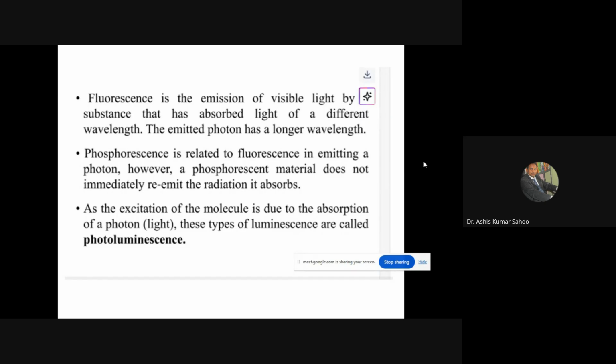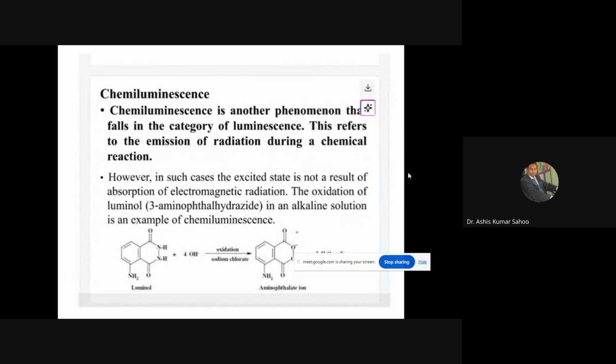As the excitation of the molecule is due to absorption of a photon, this type of luminescence is called photoluminescence. So what is chemoluminescence?